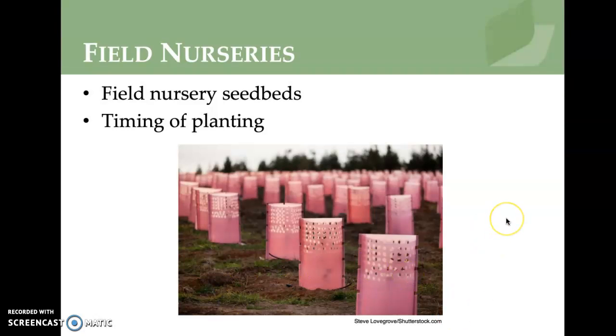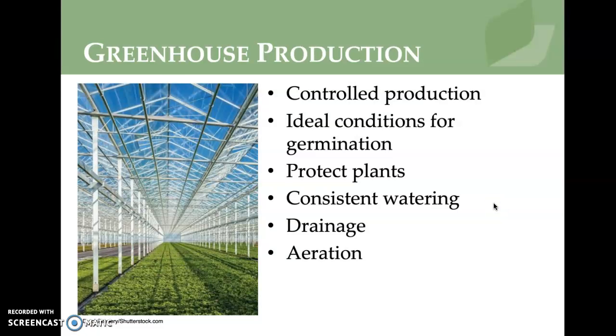This is showing you like a field nursery seed bed. They're going to time their plants correctly. They also have these weird looking little bags, and these bags are actually little protective coverings for the plants as they come up. Greenhouse production, I could do this anytime I wanted to. I can force plants to do what I want through using a greenhouse. It's very controlled. It's ideal conditions for germination because I can control the temperature.